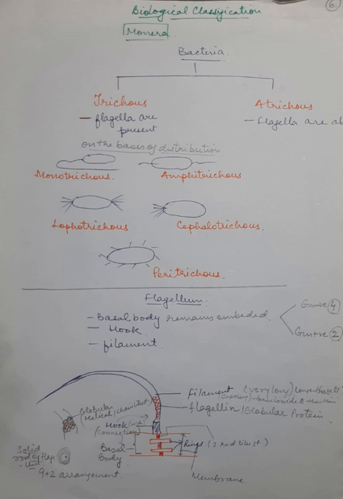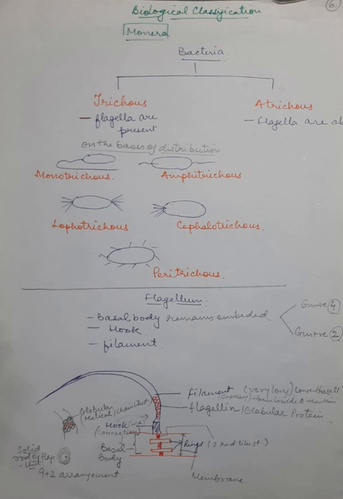So, on the basis of flagella, bacteria are classified, and if there is no flagella present, then there would be no classification further. Now, let us see what the structure of flagella is. If we are talking about flagella, the singular is flagellum. It has three parts: the basal body, hook, and filament.